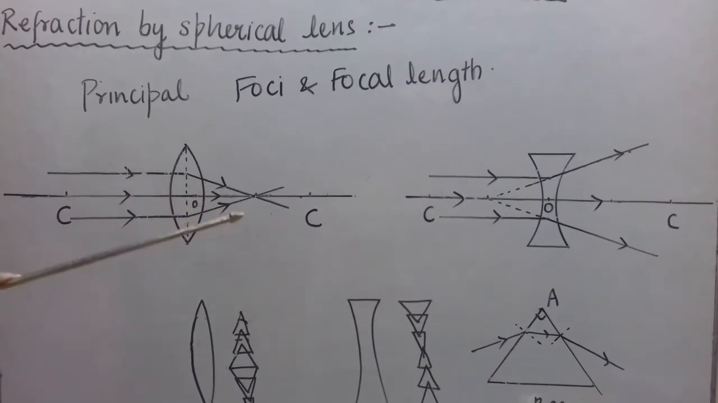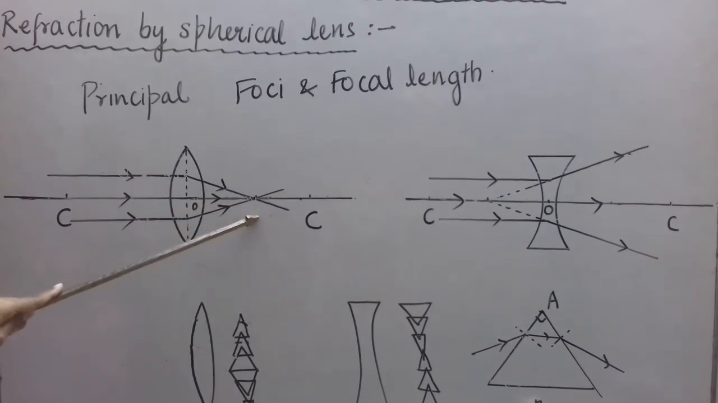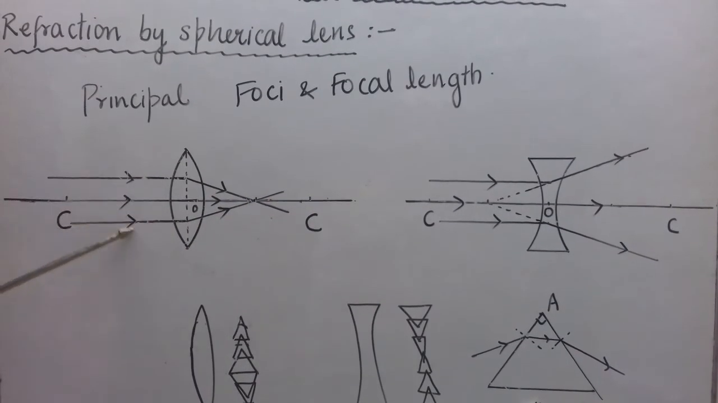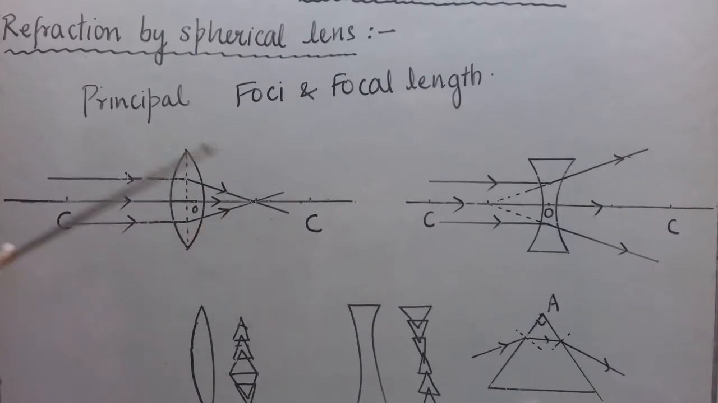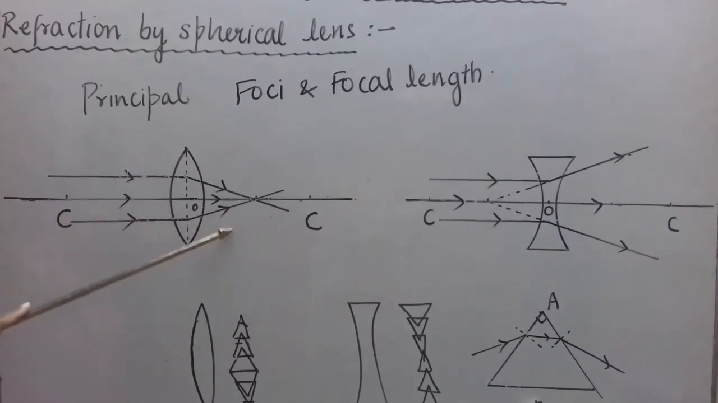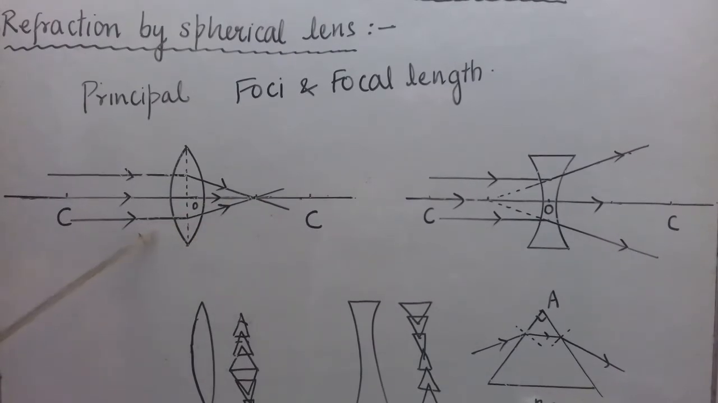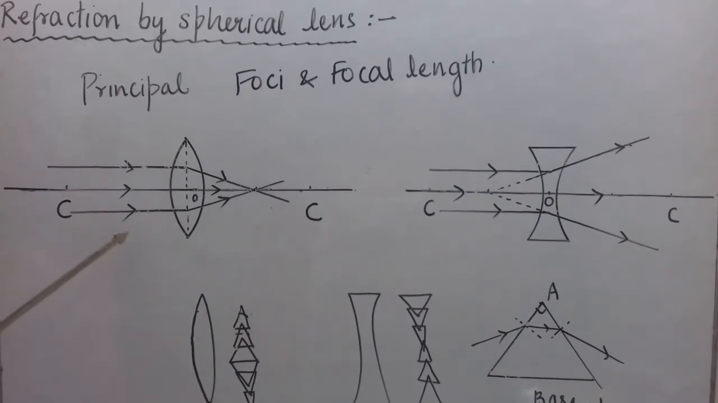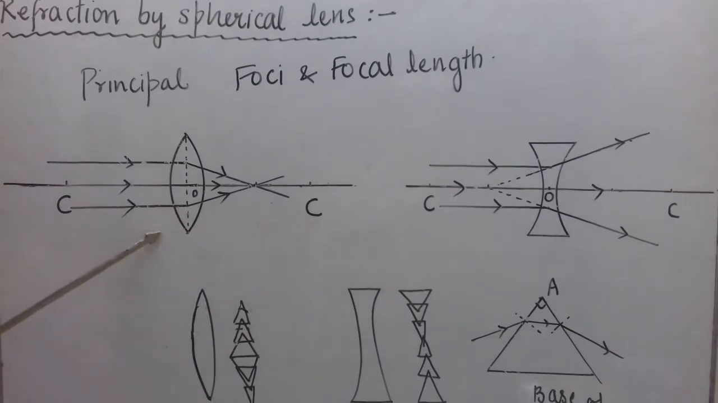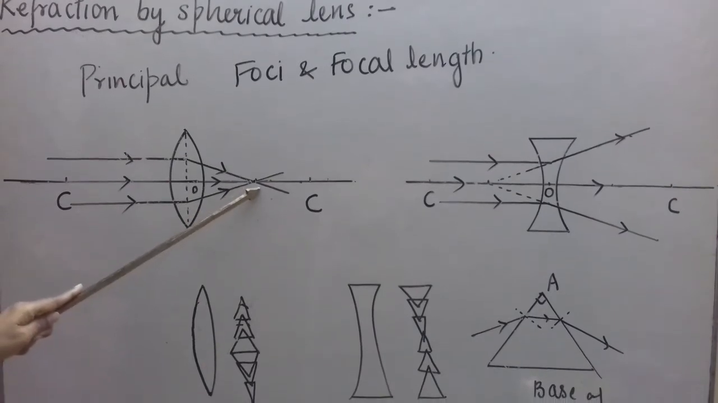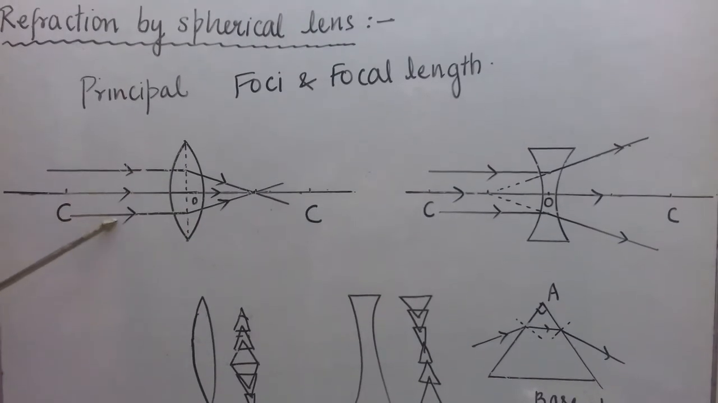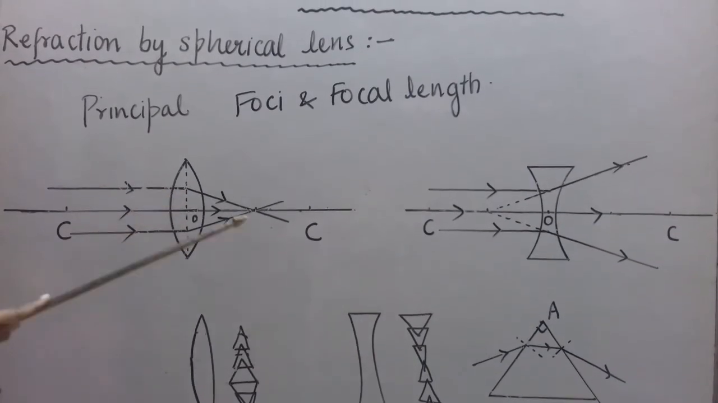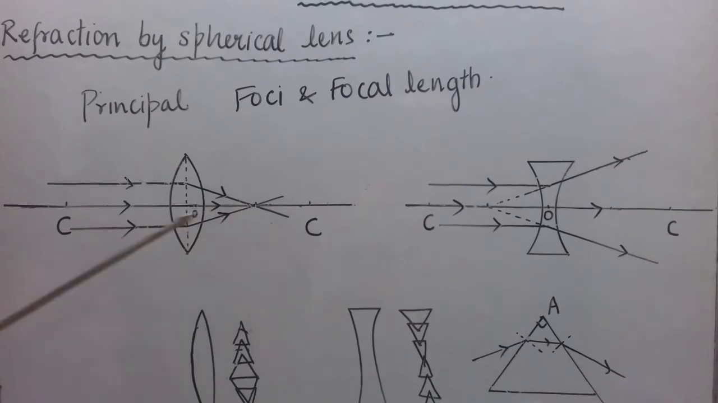and let us assume they meet at a point on the principal axis. This point on the principal axis where rays parallel to the principal axis meet after refraction through a convex lens is called the principal focus of a convex lens. I hope you have understood. I will repeat the definition. Principal focus of a convex lens: a point on the principal axis where rays parallel to the principal axis meet after refraction through a convex lens is called the principal focus of the lens.